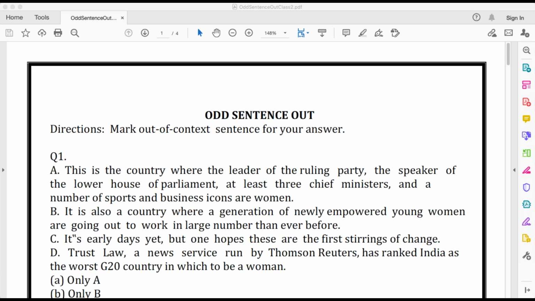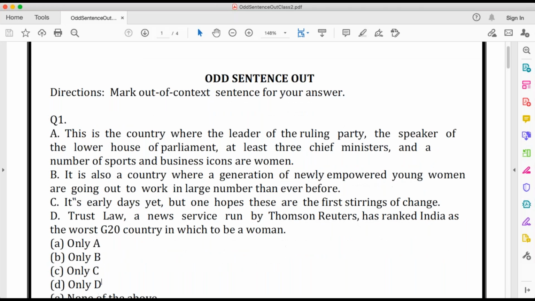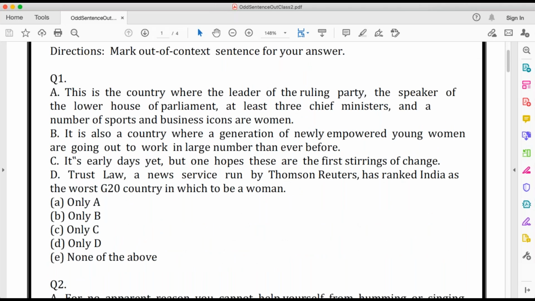Okay. So with this thought process, let's try to solve a few questions today. The first question is on your screen. Can you tell me the odd sentence out?